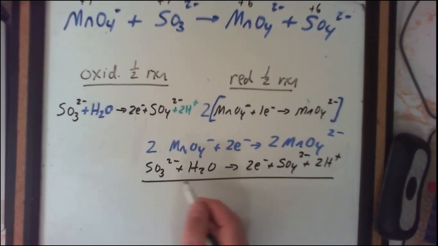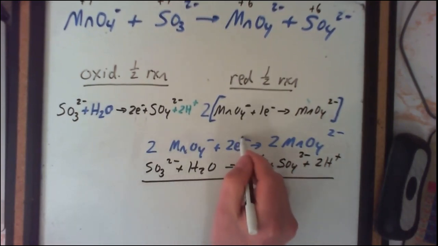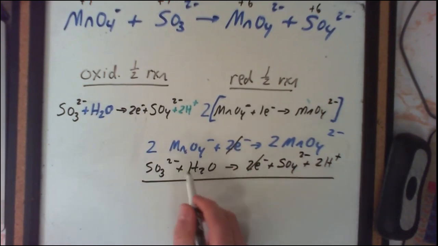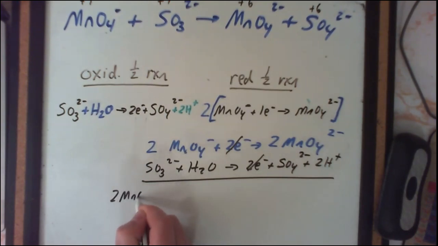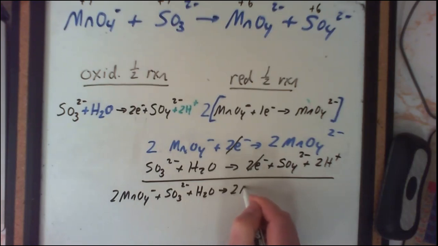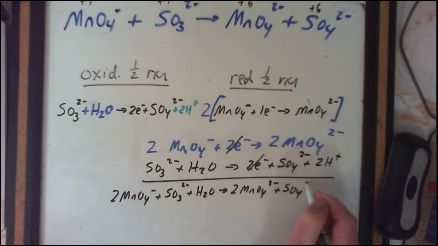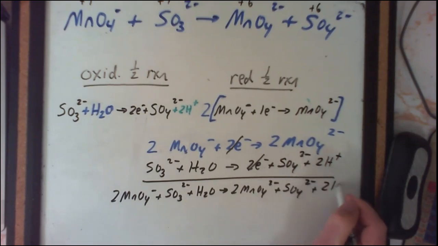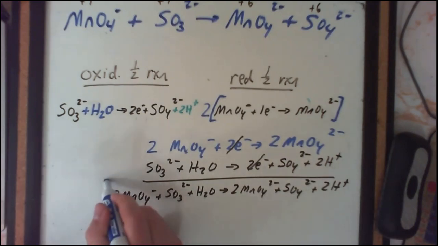As I combine these, I'm going to make sure I eliminate anything that's on opposite sides. Necessarily, the electrons have to cancel. And then that's everything that's common, so I just add up what I have left. So we have 2 MnO4 minus plus 1 sulfite plus 1 water molecule produces 2 MnO4 2 minus plus SO4 2 minus plus 2 hydrogens. So this should be my balanced overall redox reaction.